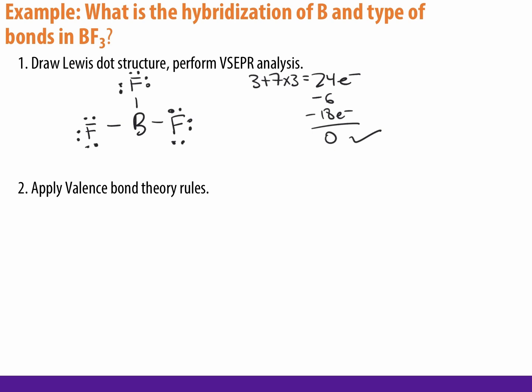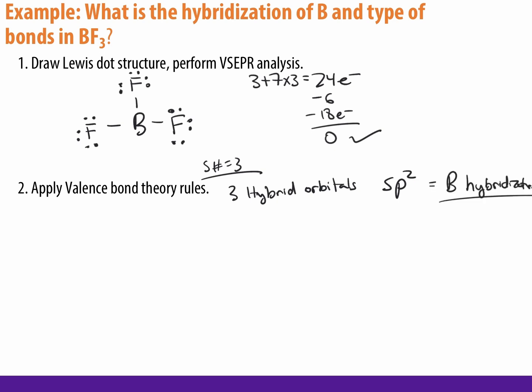Now we need the steric number. There's 3 bonded atoms and no lone pairs, so that makes the steric number equal to 3. Now we can apply our valence bond theory rules. If the steric number is 3, that means I need 3 hybrid orbitals. When I'm making 3 hybrid orbitals, I'll always use the s. I need 3 hybrid orbitals, so I'll use 2 p orbitals, and that together will make 3 overall hybrid orbitals.